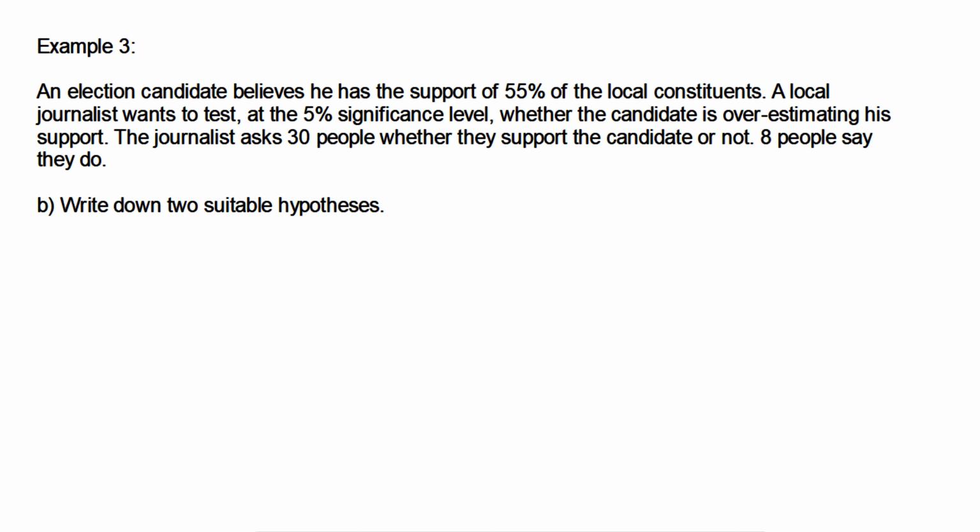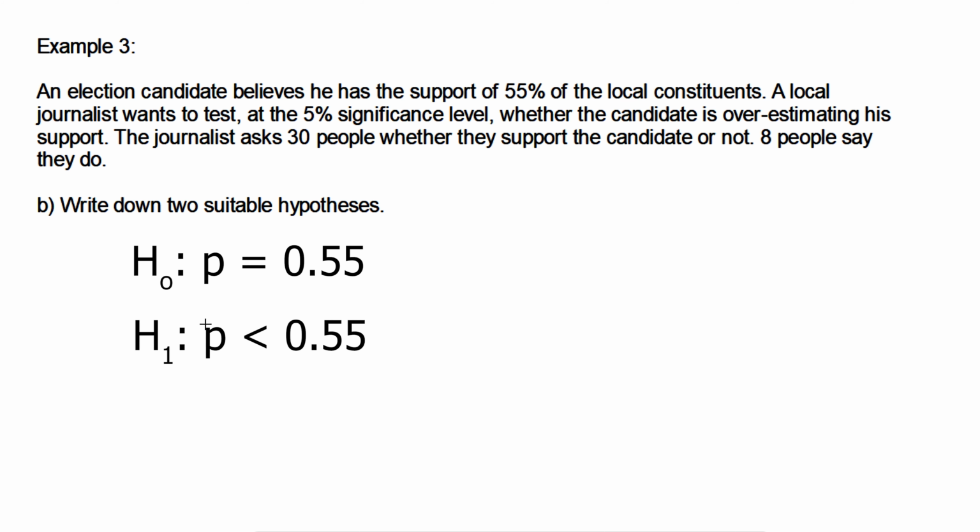So the default position is that the election candidate is correct, so that his probability equals 0.55. Now, the journalist here says that they're overestimating. So they ask 30 people. So what they're saying is that if he's overestimating his support, the journalist that's investigating is interested in a support of less than 0.55. So the alternative hypothesis, H1, is that the probability is less than 0.55.